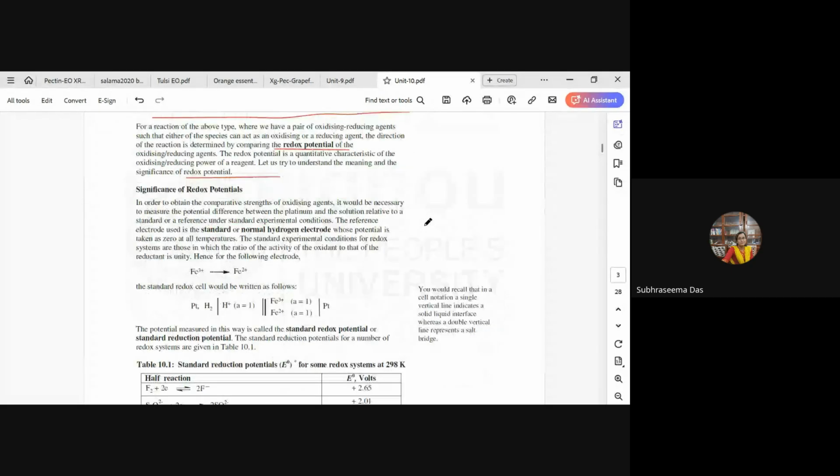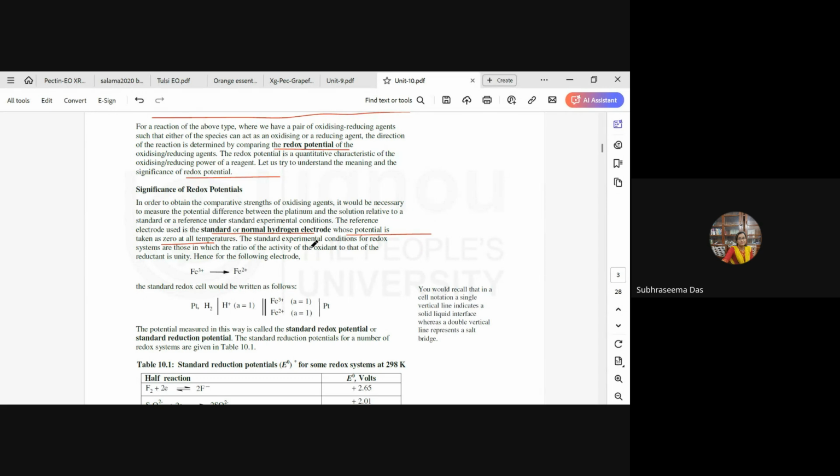In order to compare the strengths of different oxidizing agents, it is necessary to measure the potential between the platinum and the solution against that of a standard. The standard here is always the standard hydrogen electrode, which we call SHE, or the normal hydrogen electrode, whose potential is taken as zero at all temperatures. Now, the standard experimental conditions for redox systems are those in which the ratio of the activity of the oxidant to that of the reductant is 1.